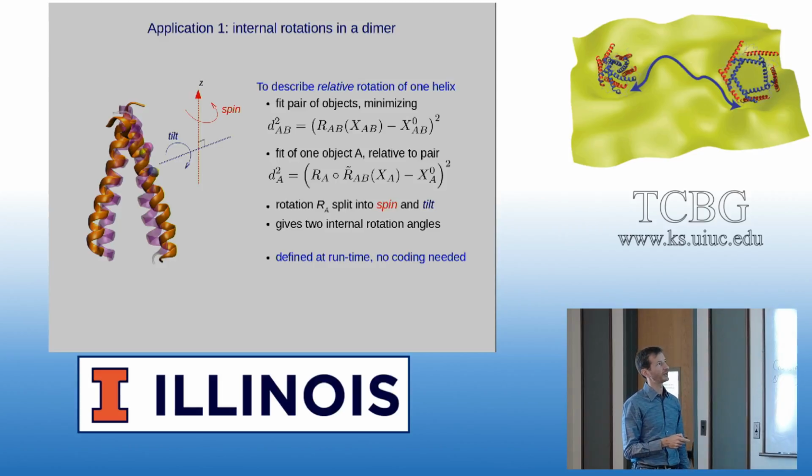And that rotation, so R tilde AB would be the optimal rotation for AB. And then we get this rotation A, which is the relative rotation of helix A within the dimer. Then that in turn can be split into the spin and tilt version. So we get two internal rotation angles. So we know how much helix A has rotated within the dimer. And we can apply biases on that or do differential calculations on that. This is going to be a longish input, but I think there is an example in the examples folder that has something like that.